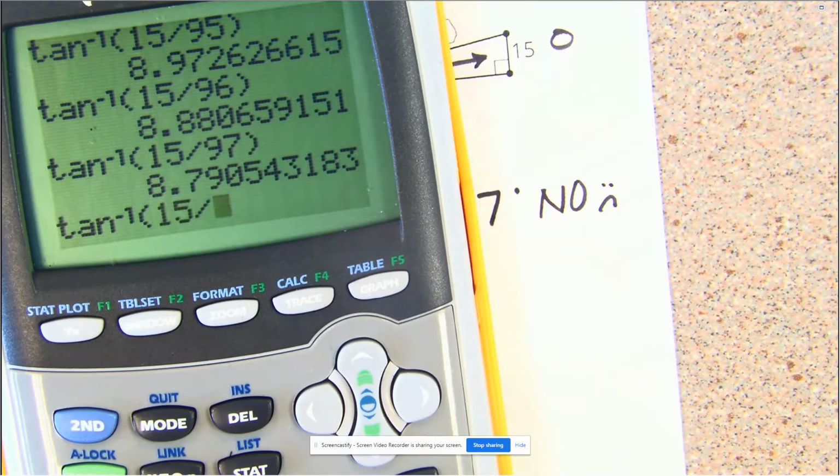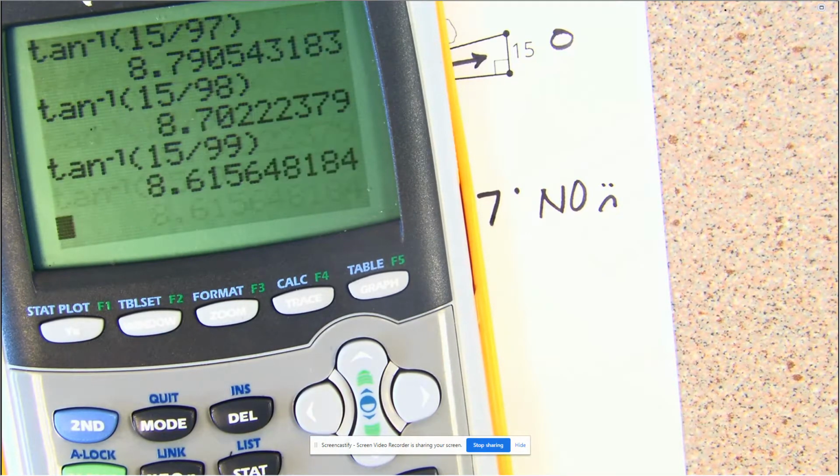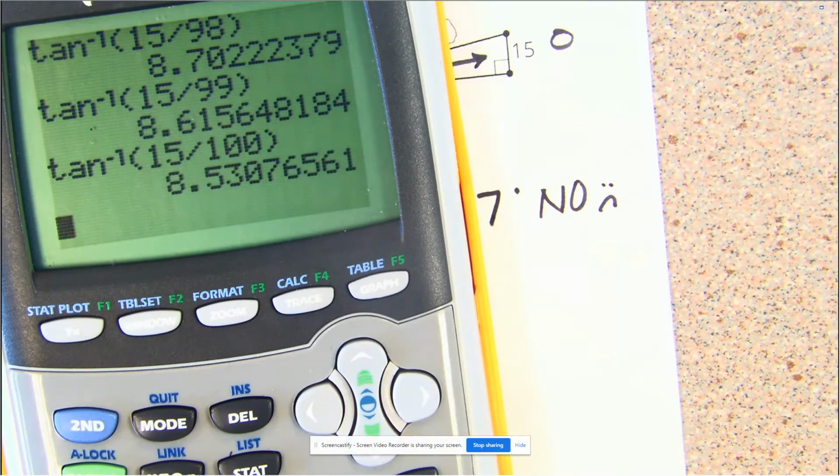15 divided by 98. Yeah, nope, that's 8.7 degrees. How about 15 divided by 99? 8.6, still not safe. 15 divided by 100. Still a little bit over 8.5 because it's 8.53. So I bet you 15 divided by 101. There we go.